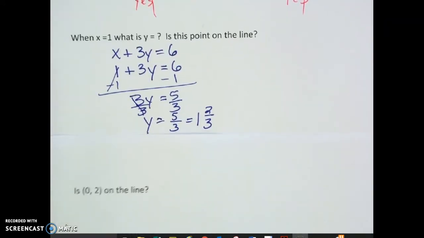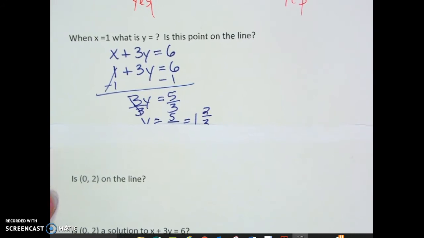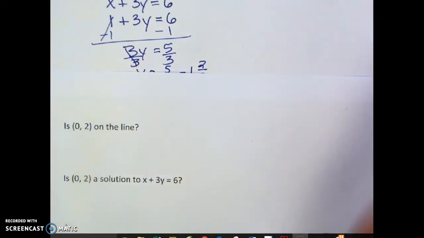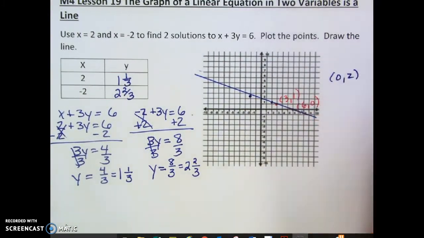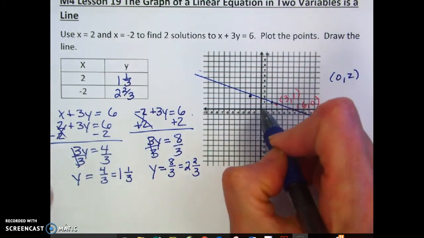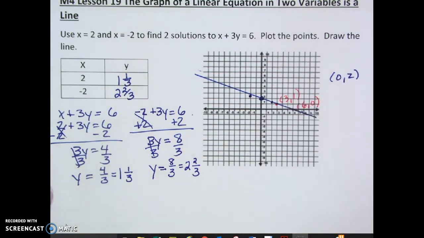Now they're going to give us another point and ask us if this is on the graph. So they want to know, is the point 0, 2 on the line? So let's look back to our graph. We're looking for the point 0, 2. So sideways 0, up 2 is about right there. And absolutely, yes, that does appear to be on the line.